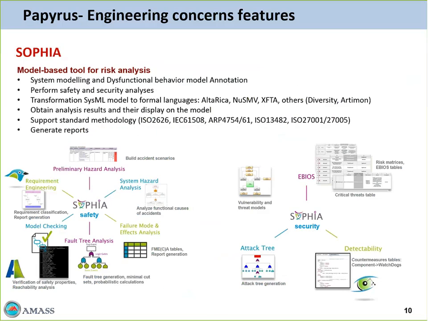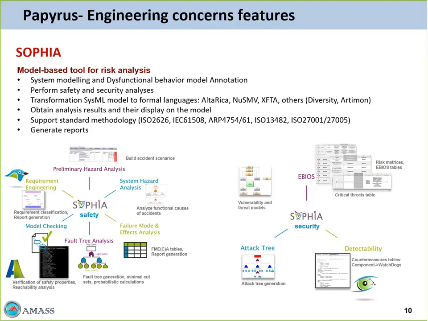So Sophia is a plugin for model risk analysis. So we have the module for safety analysis and for security analysis, and this is based on different standards. In the safety analysis, we propose different kinds of analysis, like the preliminary hazard analysis, the system safety analysis, the FMEA, the FTA. We have the model checking that is reusing the Archimor tool for the runtime verification of the safety properties and the reachability analysis. And we have also integration with Darwin for the classification of the safety requirements.